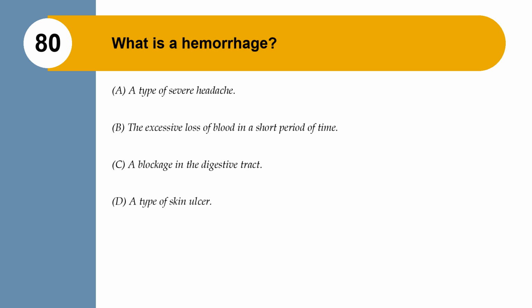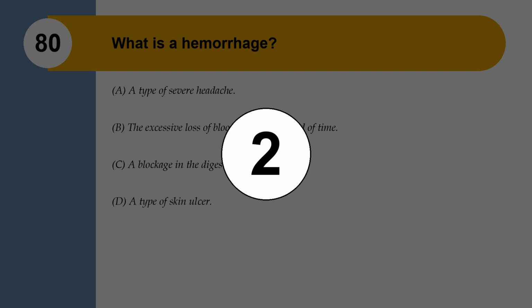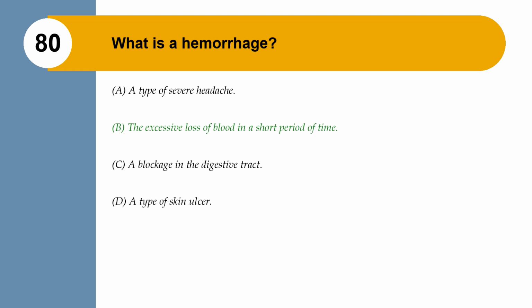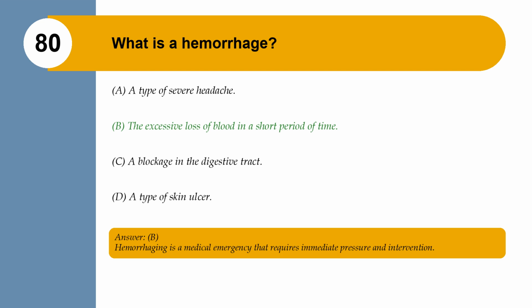Question 80. What is a hemorrhage? Option A, a type of severe headache. Option B, the excessive loss of blood in a short period of time. Option C, a blockage in the digestive tract. Option D, a type of skin ulcer. The correct answer is option B, the excessive loss of blood in a short period of time. Explanation. Hemorrhaging is a medical emergency that requires immediate pressure and intervention.